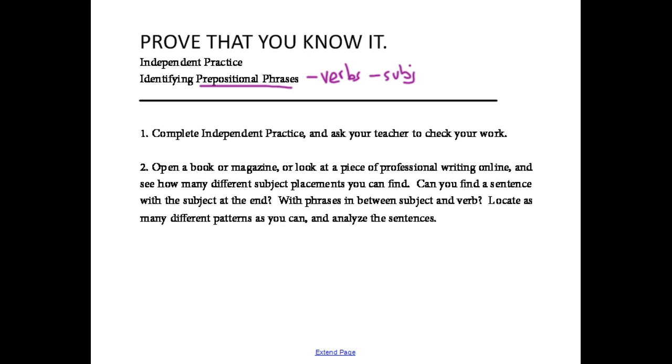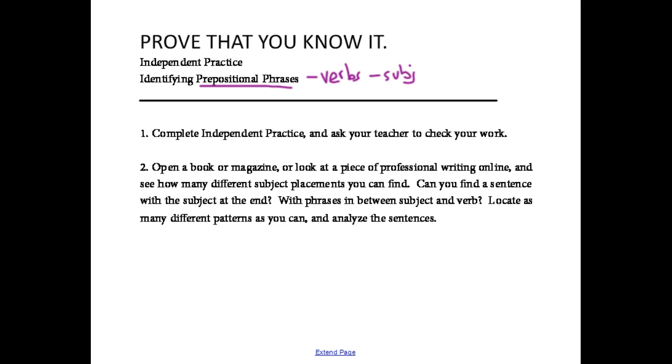And then, if you want an extra challenge, I want you to open up a book or magazine or some piece of really good writing that you admire and see how many different subject placements you can find, like a sentence with the subject at the end or with phrases between the subject and verb. The thing is, the more patterns you can recognize and the more patterns you can actually use in your writing, the more interesting your writing is going to be.